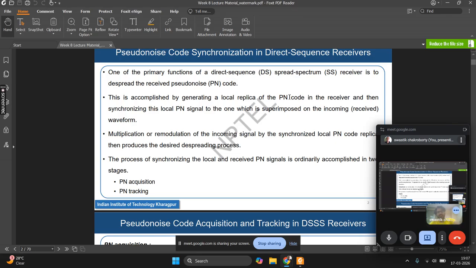The synchronization has to be picture perfect, or else even one bit synchronization error will lead to complete mismatch in the detection. So that is a key disadvantage of DSSS. So we have to make sure that the local replica of the PN sequence generated is synchronized properly with the actual PN sequence transmitted. To ensure that, we have to do what is known as PN sequence tracking.